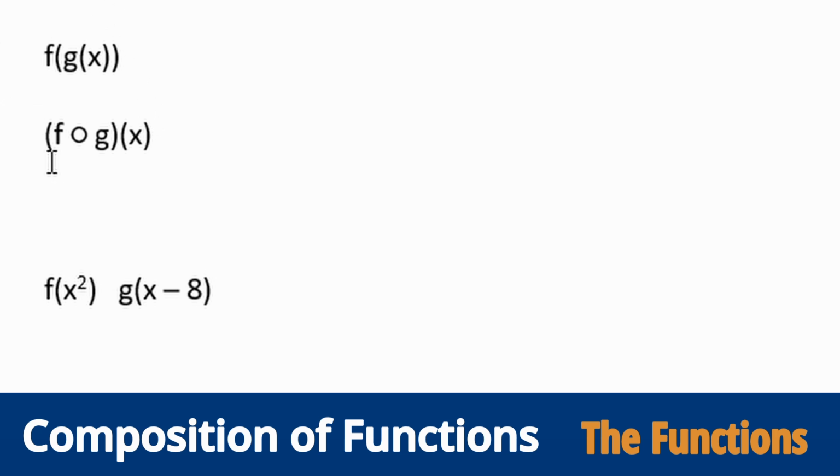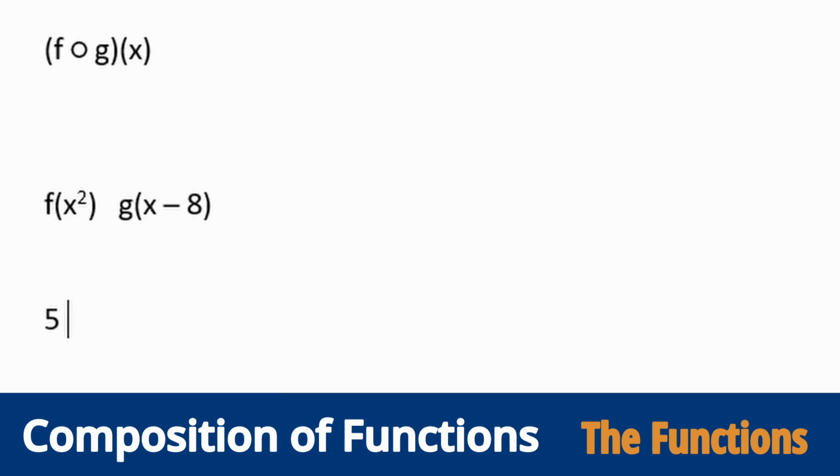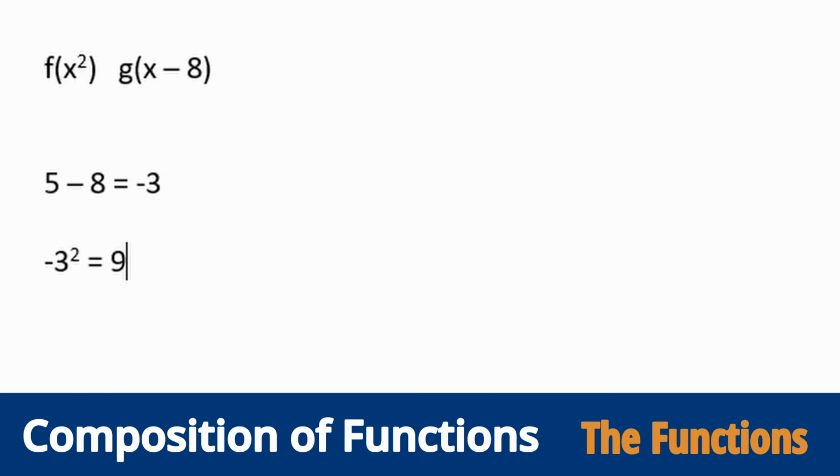Now let's try and solve this composite function when these two things here are true. First we need to figure out what g of x is, so let's put an input of 5. That's going to be 5 minus 8, and that is equal to minus 3. Now minus 3 is what we're going to put into f of x, and minus 3 squared is 9. So when our input is 5, our output is going to be 9 for this composite function.